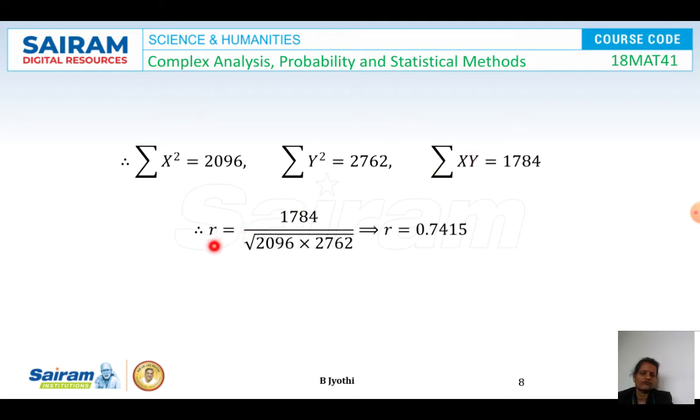So the formula for r is given by summation xy divided by the square root of summation x square into summation y square. So that gives us r is equal to plus 0.7415. This is the value of r we have obtained.